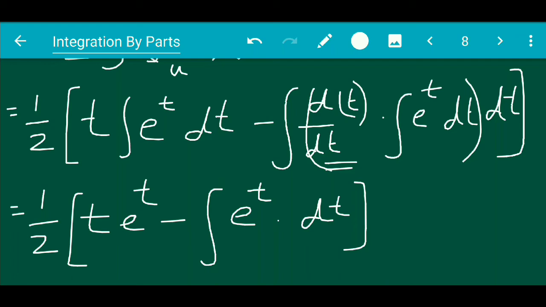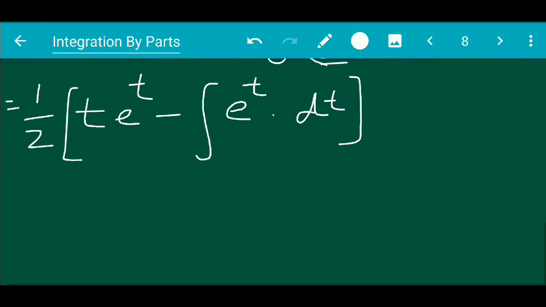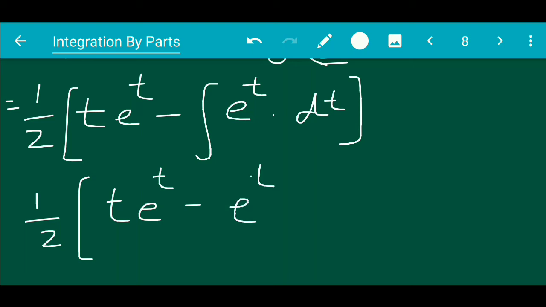Okay. Then in the next step, we get 1 upon 2. The first term remains as it is, that is it is actually t e raised to t minus, again we integrate e raised to t, which is actually e raised to t itself, and finally we get plus c.